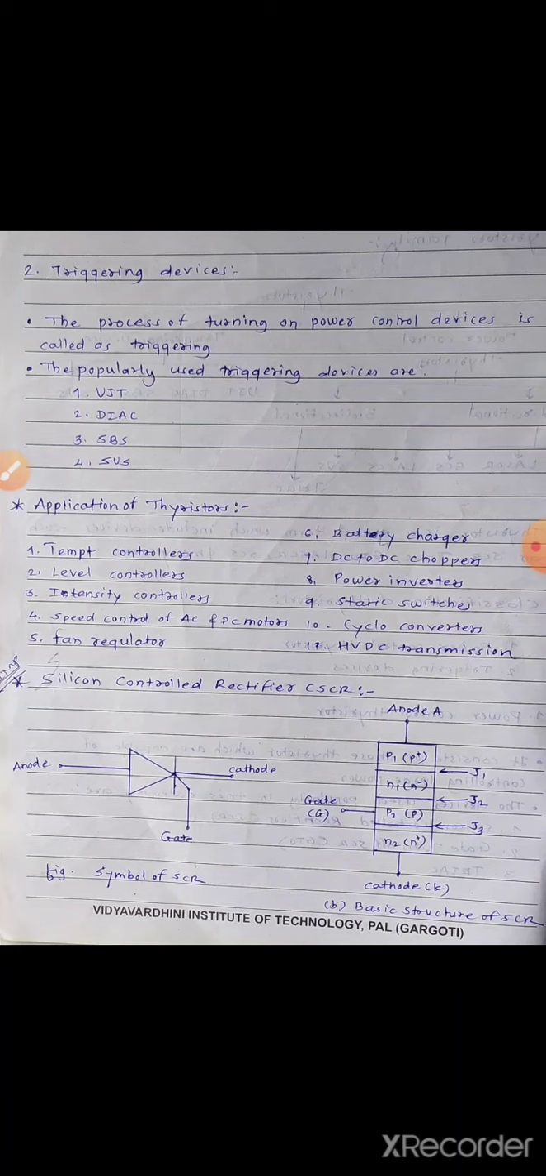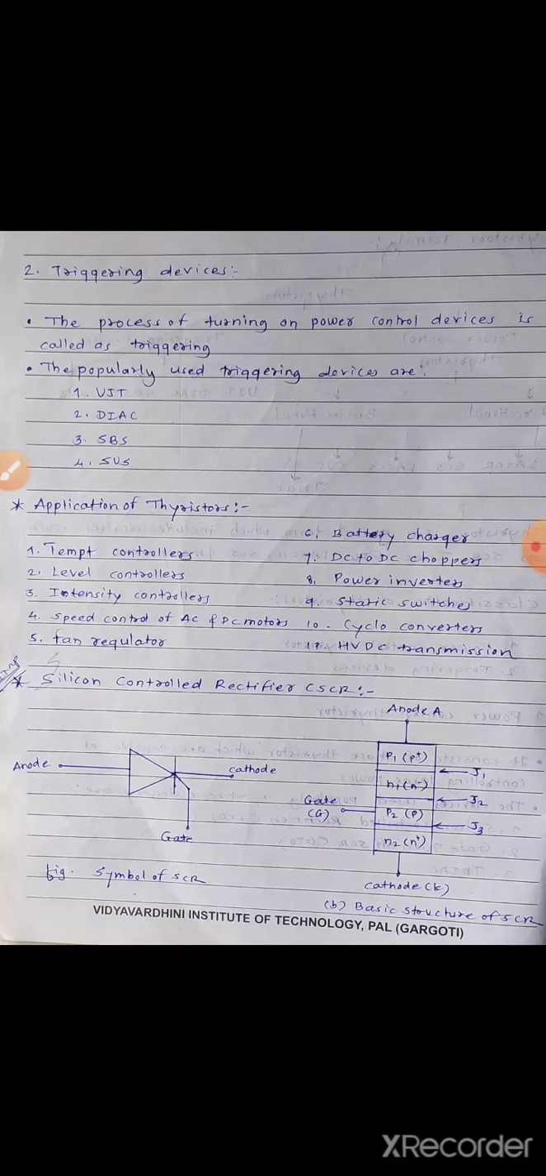Applications of power electronics are nothing but the applications of thyristor, or applications of thyristor are nothing but applications of SCR. These are temperature controller, level controller, intensity controller, speed control of AC and DC motors, fan regulator, battery charger, DC to DC choppers, power inverters, static switches, cycloconverters, HVDC transmission, etc.